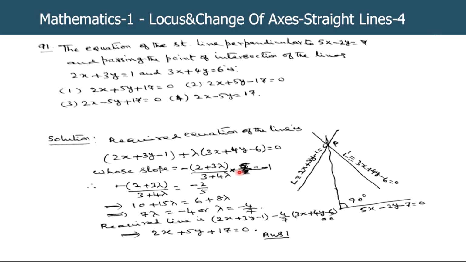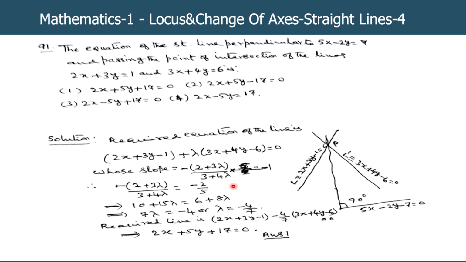But because it is passing through the intersection and perpendicular to the line 5x minus 2y is equal to 7, this slope must be equal to minus 2 by 5. Here, the slope of 5x minus 2y is equal to 7 is 5 by 2. So, the slope of any line perpendicular to it is minus 2 by 5. Therefore, minus of 2 plus 3 lambda by 3 plus 4 lambda is equal to minus 2 by 5.